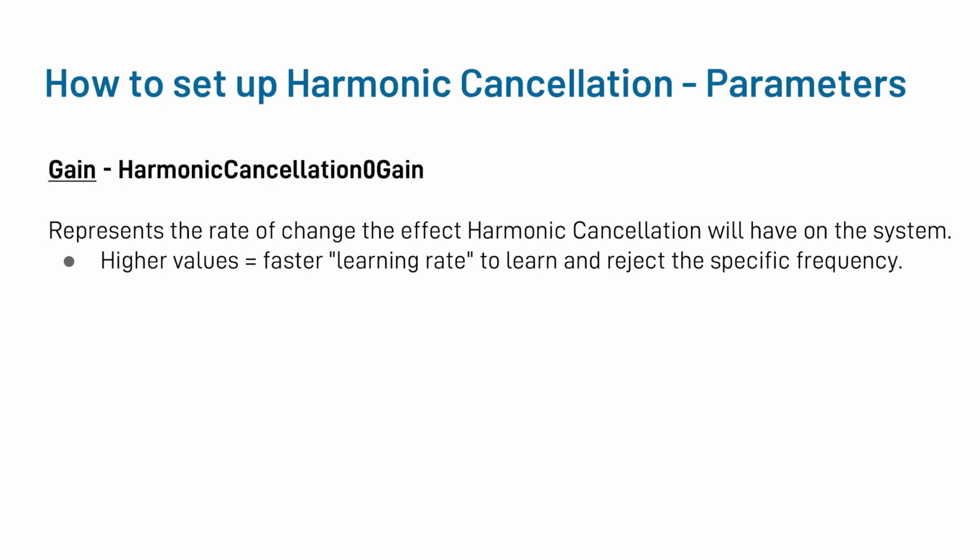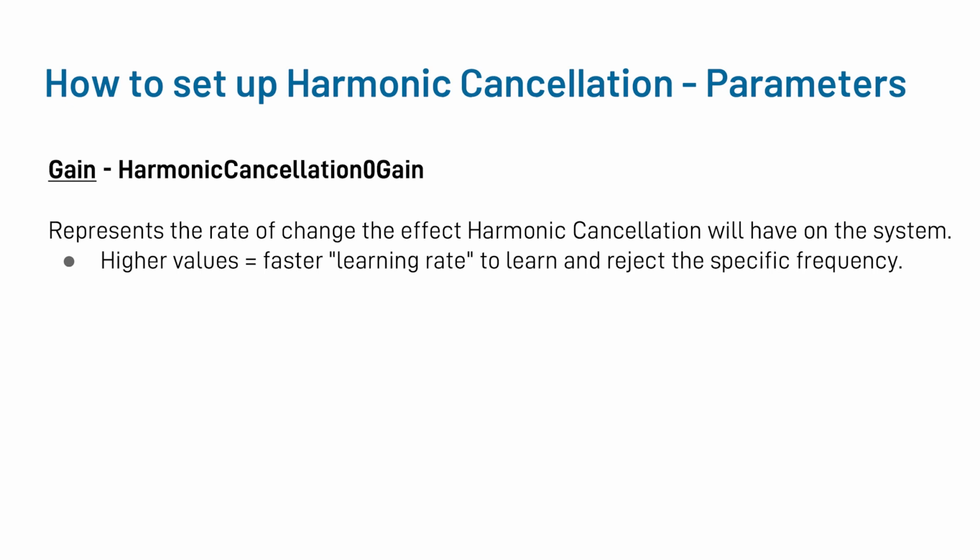After you have your type, period, and input parameters correctly configured, then you need to configure the gain. This gain represents the conversion rate of the harmonic cancellation algorithm on the frequency that you wish to reject. In other words, the rate of change that harmonic cancellation has on the system. You can think of this somewhat like a learning rate. The higher your gain, the faster the harmonic cancellation tries to, quote, learn and reject this specific frequency.